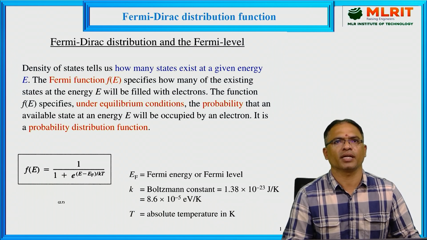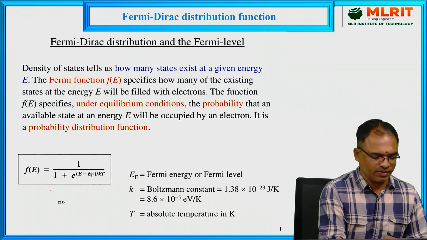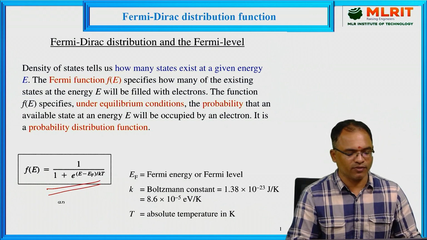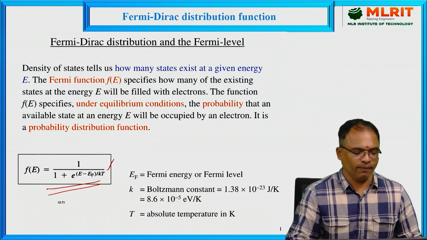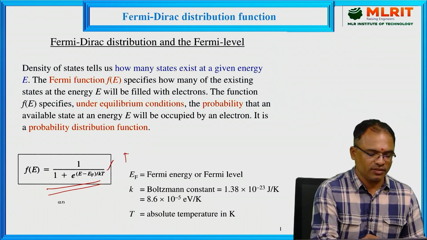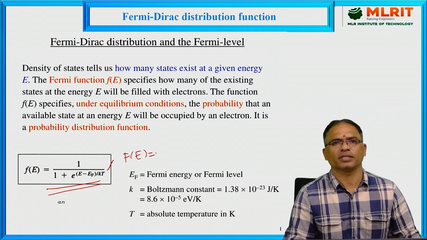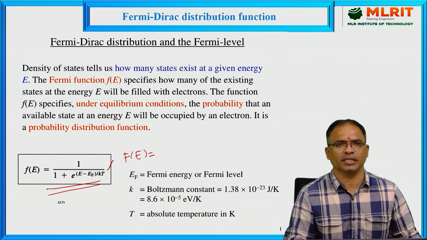Now, the Fermi-Dirac distribution function. Fermi and Dirac, these two scientists, derived one expression in order to study the behavior of elementary particles having half integral spins. That expression is given by this equation: F(E) = 1 / (1 + exp((E - EF)/kT)). Here F(E) is nothing but the probability of occupation of electrons in an energy level having energy E.